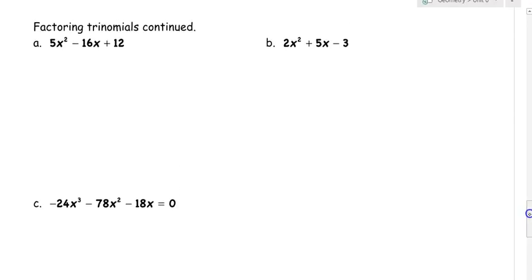Zero product property. And factoring trinomials that are a little beefier.